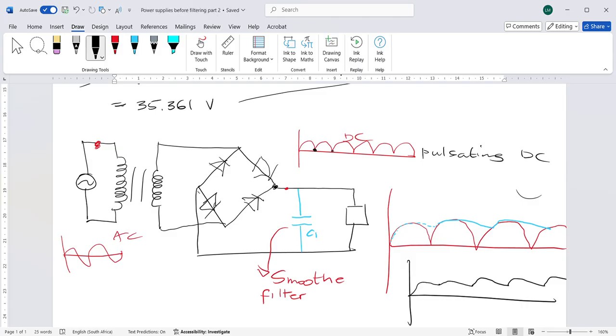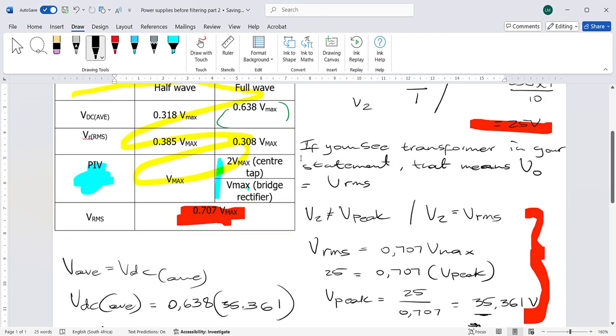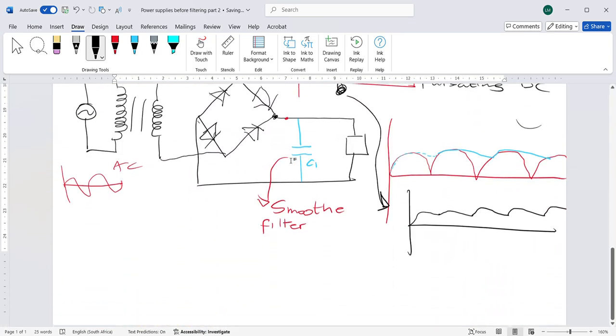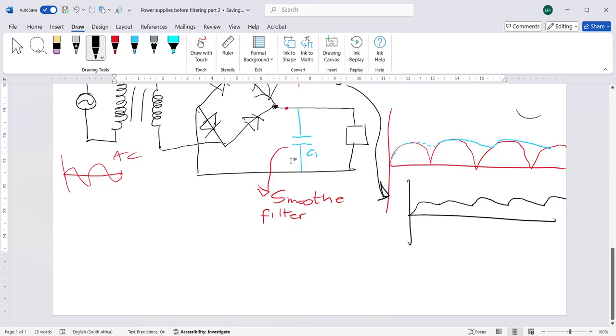So there's the function of C1. It changes this waveform here, and makes it like the one at the bottom of the page. I'm going to do another recording where I continue on the same page and show you the effects of C1 in our calculations. Sharp.